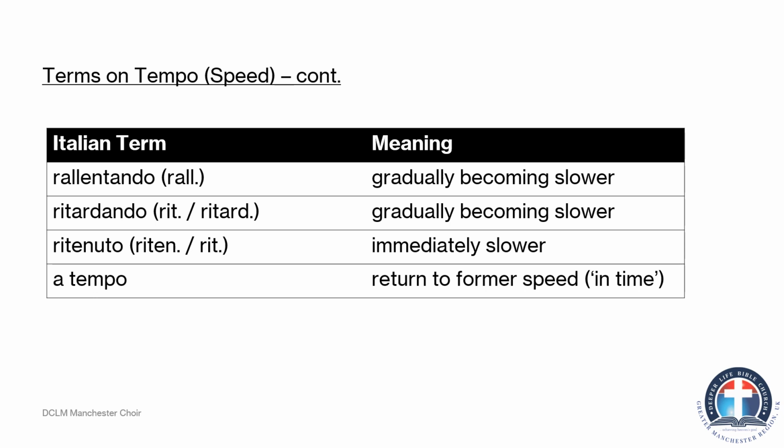Rallentando, or abbreviated as rall, is the opposite of accelerando, that is gradually becoming slow. Remember, accelerando is what? Gradually becoming fast. Rallentando or ritardando, because we have rallentando or you have ritardando. These are all the same, they all mean the same thing. So when you see any of them, it still means gradually becoming slow.